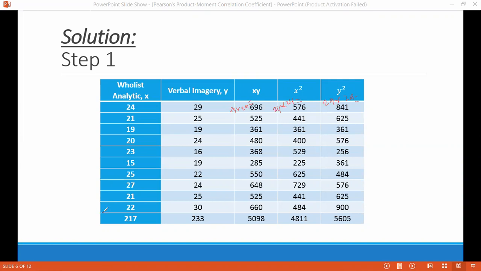Now, sa last last row, this is the rows for the total of each column. That is the total. Now, the total for XY is 5,098. For x squared, that is 4,811. And for the y squared, we have 5,605. So, proceed tayo sa next step.